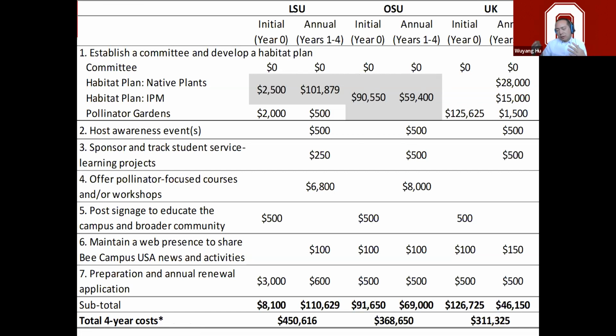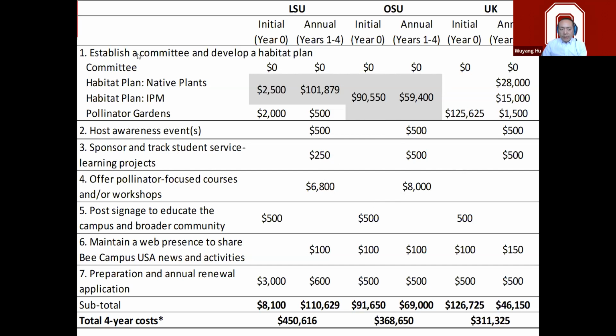Why 4 years? Typically, an undergrad student's time is about 4 years. So that's why we have a 4-year time. You can see that some of the other things are relatively cheaper in terms of cost. Sponsor and track student service learning projects, we estimate about this many dollars. And why 250 in LSU? Well, that's because we heard from our campus experts, they told us that 250 is good enough. No need to be below 500.